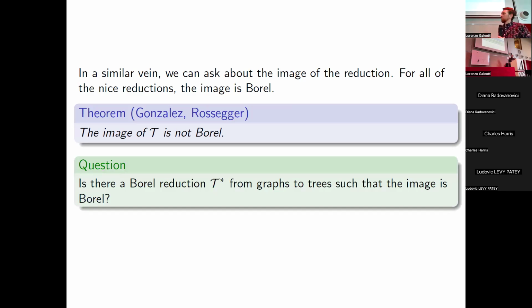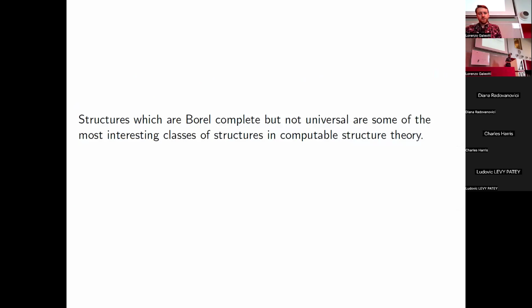So you can ask, well, maybe that was just because we didn't choose the best reduction. Is there some other Borel reduction you could use from graphs to trees so that the image is Borel, so that you can decide if a tree is the kind of tree that came from this construction? So maybe I tried to draw this distinction between these two types of reductions. And maybe the main idea here is that the structures that are Borel complete but not universal are maybe the most interesting classes of structures that you can look at in computable structure theory. Or at least they have some of the least understood or some of the more interesting behaviors might be found there.